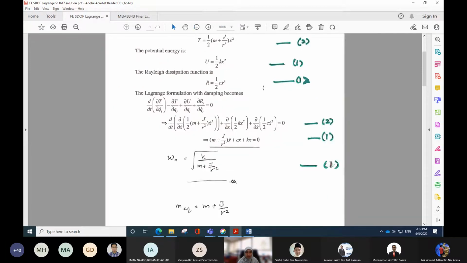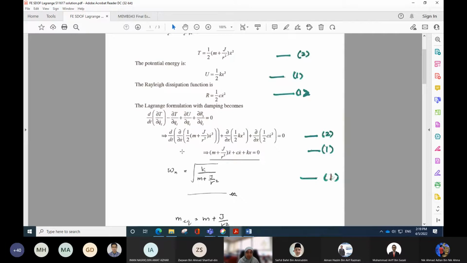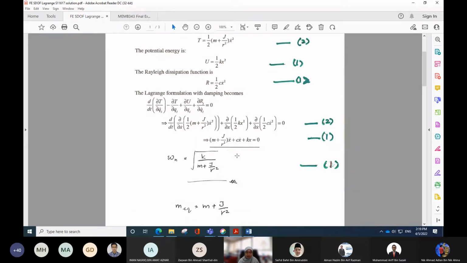Maybe I ask you why it looks like in the first place it's kind of like a 2 degree of freedom system, but it collapsed into a 1 degree of freedom system. So that's why you only need to differentiate it with respect to x. That's what the question asks you. Okay, good. Are you guys good? All right, easy peasy. Then we go to the next question.